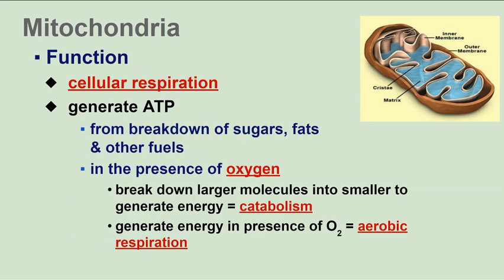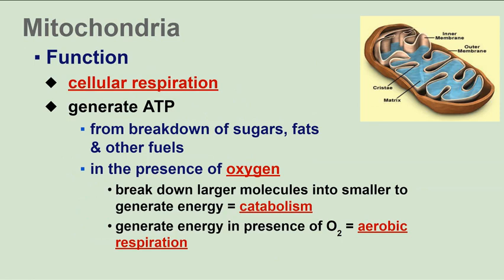So again, the function of the mitochondria is cellular respiration, with the goal of generating ATP, and this comes from the breakdown of sugars, fats, and other fuels. Sugars are the most direct route to get that ATP, but the cell can use fats and fuels by doing some additional chemistry first before sending the sugars to the mitochondria. This has to happen in the presence of oxygen. There are other anaerobic options for the cell when there isn't oxygen present, and again, we'll talk about those later.